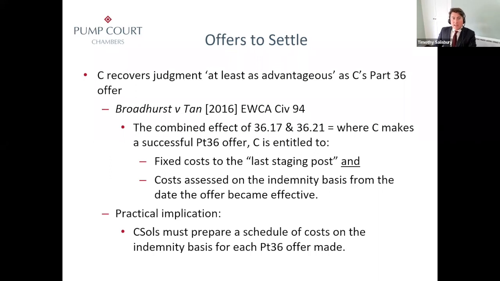What happens when the claimant recovers judgment at least as advantageous as the claimant's Part 36 offer? The rules when drafted were unclear, and it took until the Court of Appeal case of Broadhurst and Tan in 2016 for the correct method of calculating costs, where the claimant had made a Part 36 offer, to become clear. It's now settled law that the claimant should get indemnity costs from the date that the offer became effective.